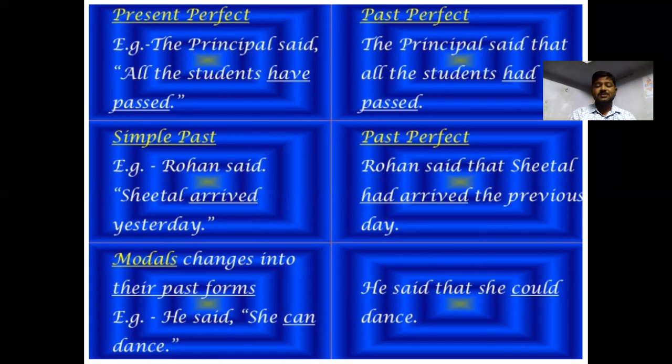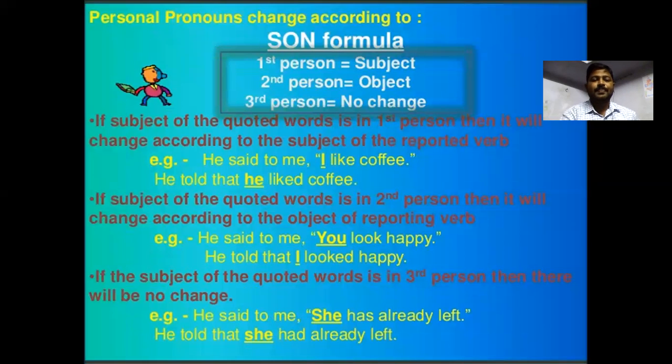In the past perfect, the auxiliary verb should be had, and the verb form should be the past participle, arrived. Modals change into their past forms. Like he said, some modals change according to the past forms. He said, she can dance. He said that she could dance. Can changes into could.